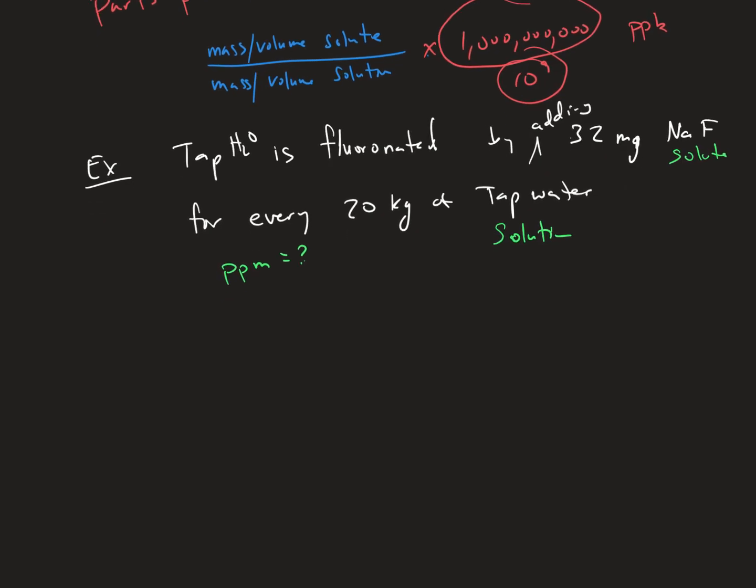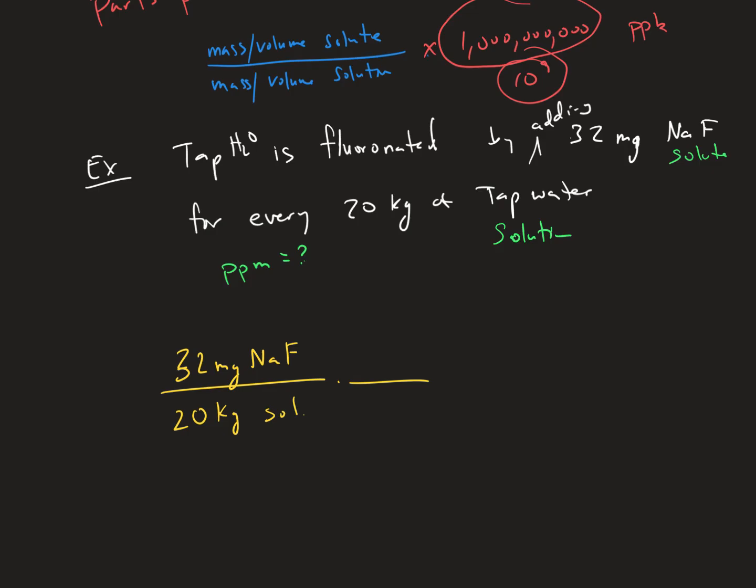Okay, tell me what to do. Convert milligrams to grams? Or can we just throw it in and do one dimensional analysis problem? As long as they're the same units by the end. So what goes on top? 32 milligrams of NaF over 20 kilograms of tap water, or we just call this solution, right? You with me? Should we times by 1,000,000 yet? No? Let's convert. What do you want to convert first?